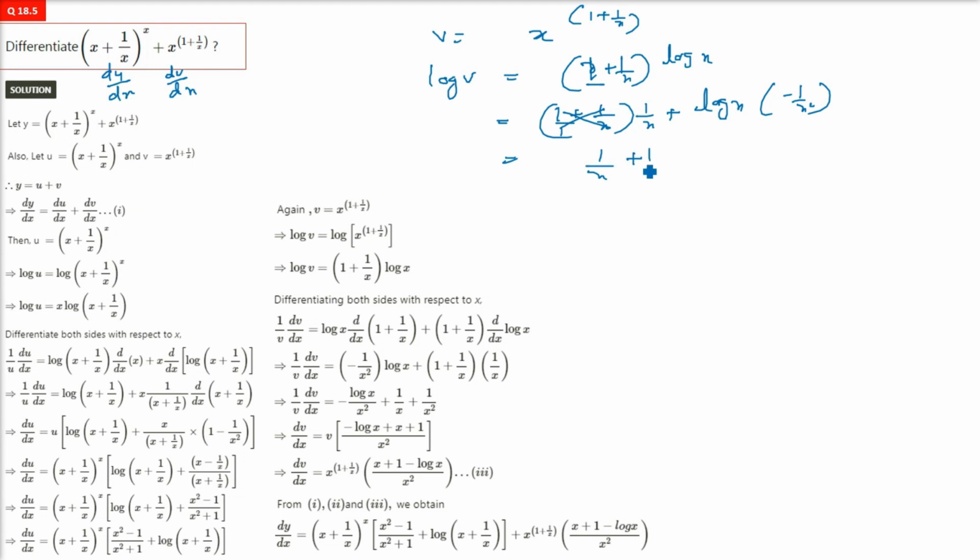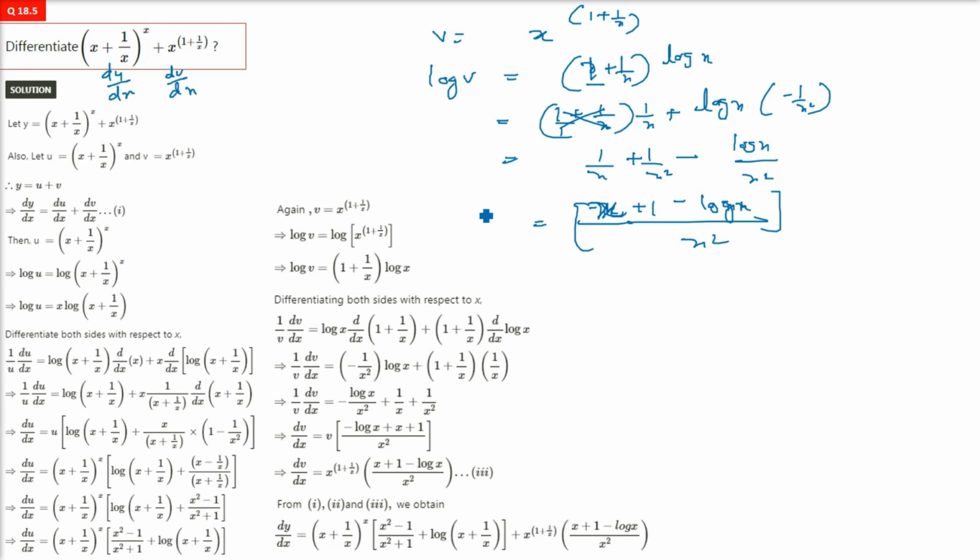Now let us multiply inside, that is the better option. 1 by x into 1, and 1 by x into x square, that is 1 by x square, and then minus log x by x square. If you take the denominator, you can take the LCM. What do you get? You will get here x, then plus 1 and minus log x. So x plus 1 minus log x divided by x square, that is the final result.